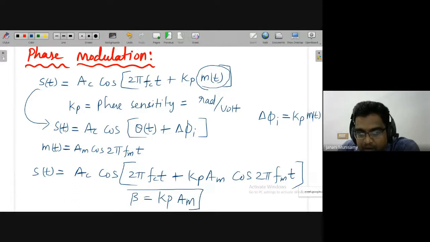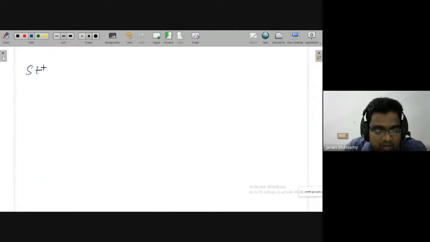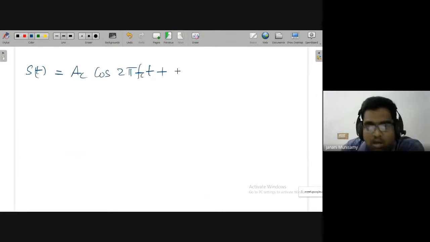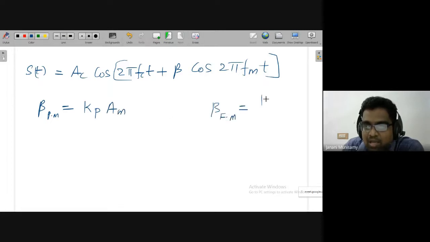Here beta is equal to Kp into Am. Again, further we can modify this equation: s of t is equal to Ac cos 2 pi fct plus beta cos 2 pi fmt. So now you have to compare this. Beta for phase modulation is Kp into Am, but beta for frequency modulation is Kf Am divided by fm.